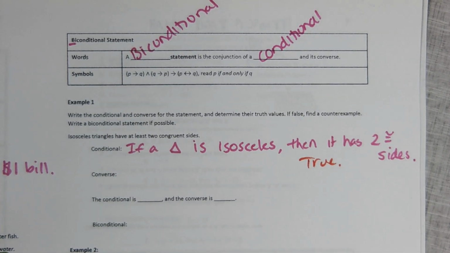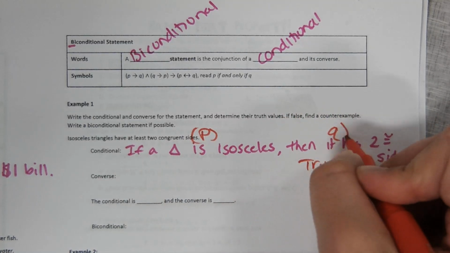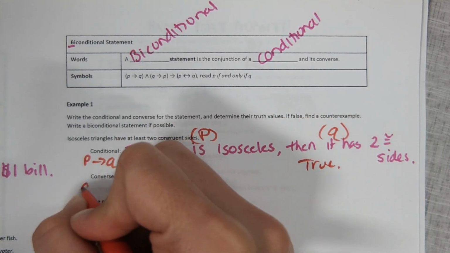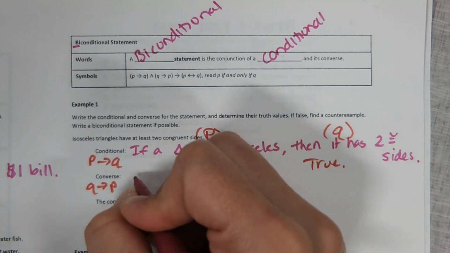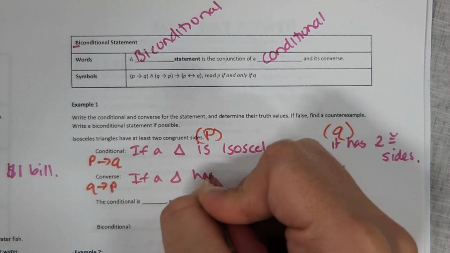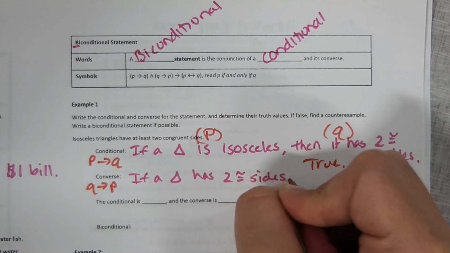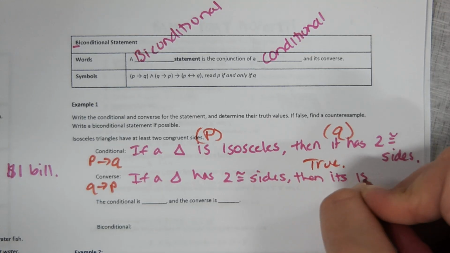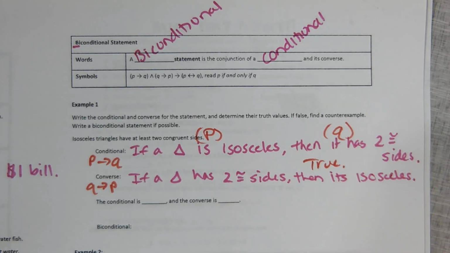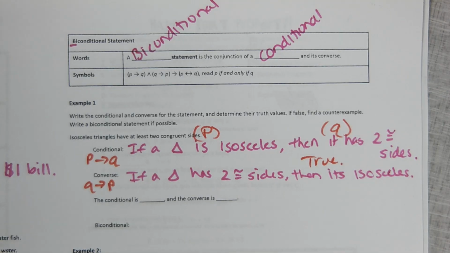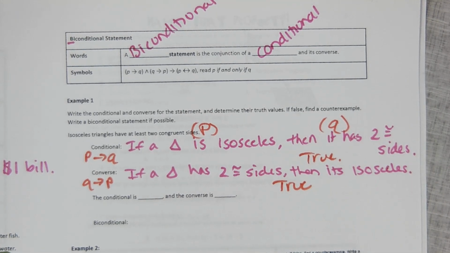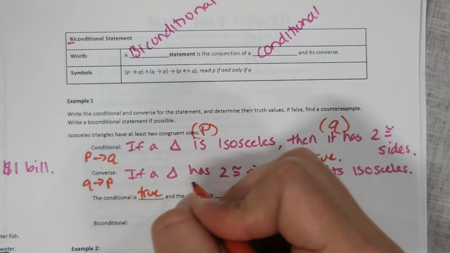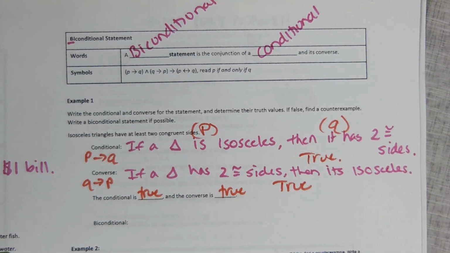The converse of that, so the conditional is P, then Q. The converse is Q, then P. So we're just going to change the order of these statements. If a triangle has two congruent sides, then it's isosceles. That is also true. It has two congruent sides, it's isosceles by definition. So the conditional is true, the converse is true, so we can write a biconditional.